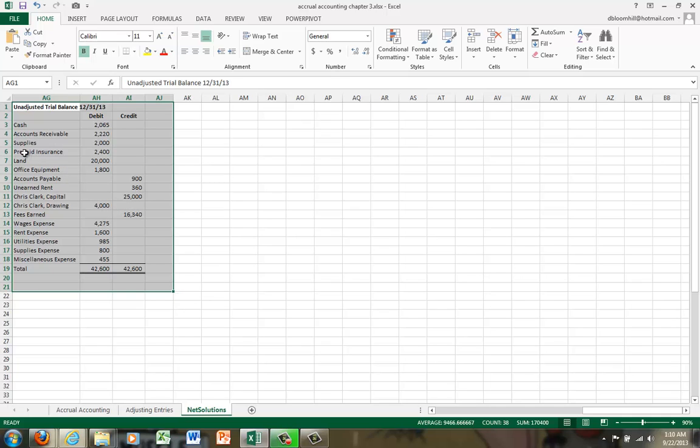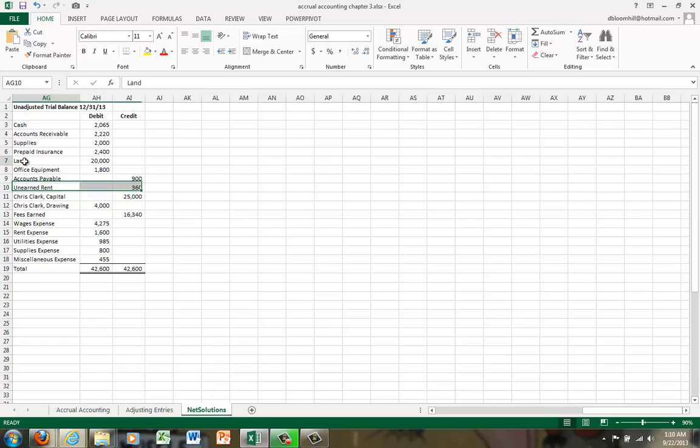Two things that I want to note. On December 1st, NetSolutions prepaid $2,400 in advance for insurance to cover the next year, and early in December, NetSolutions received $360 rent in advance for renting out the land that they own that they are not using currently.